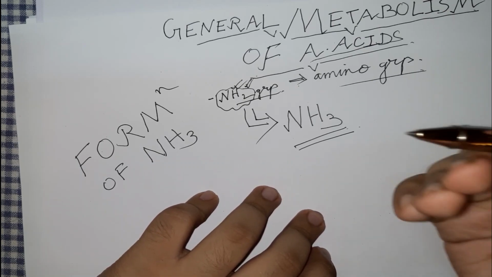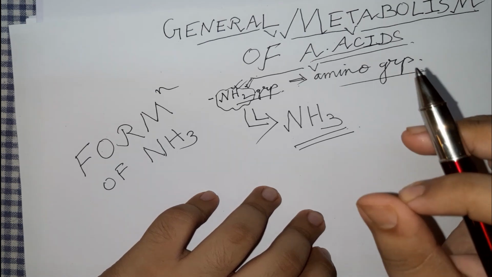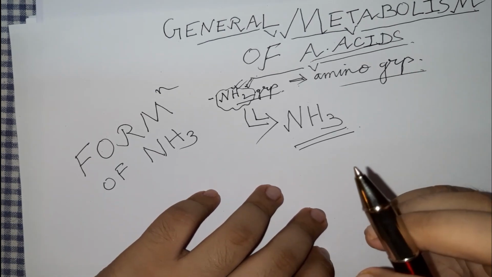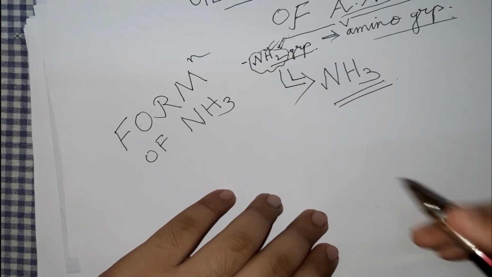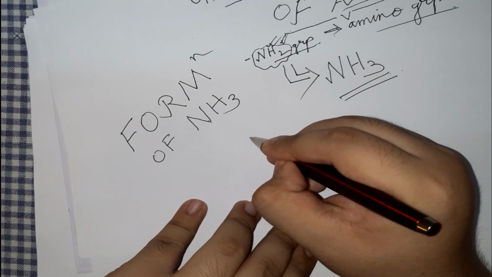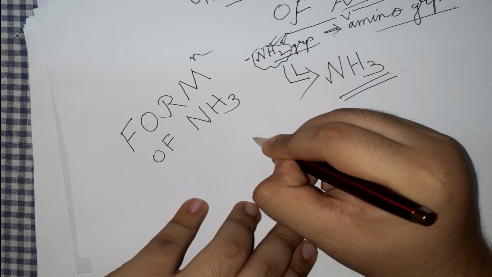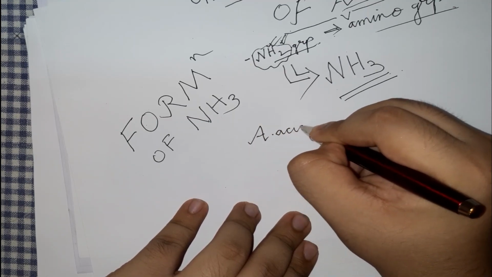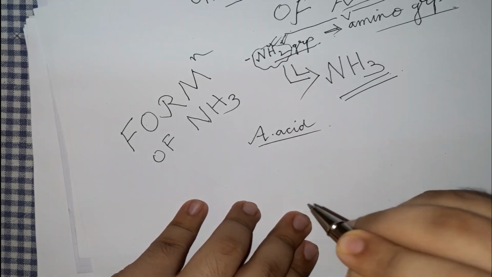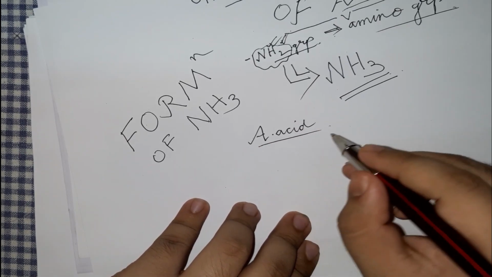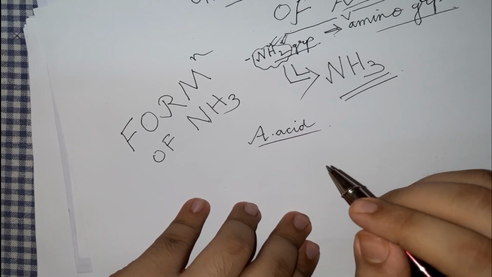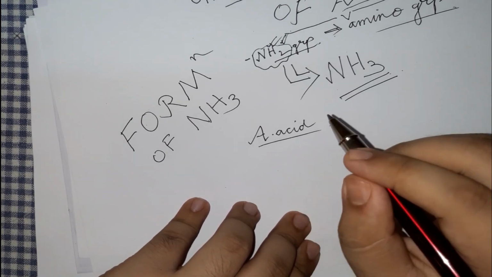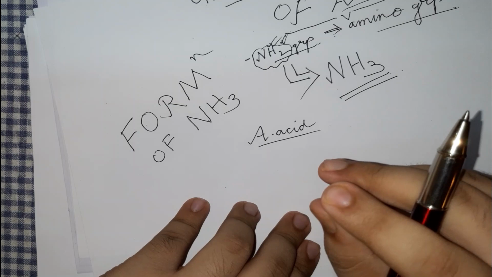What happens after it is formed? This is what we will be talking about. All right? So suppose we have an amino acid. Where is this amino acid present? This amino acid is present in the cells. Was it always present in the cell? Of course not. We took it with our diet.